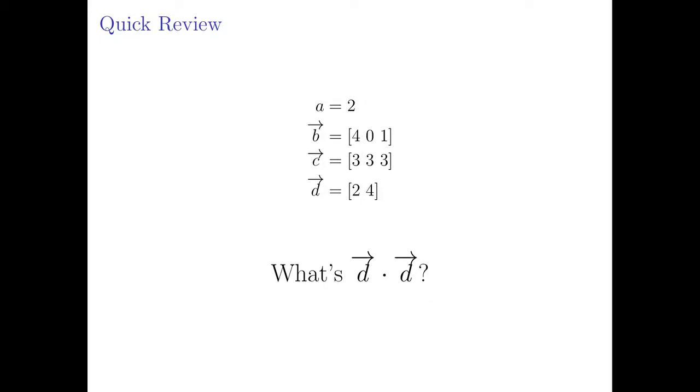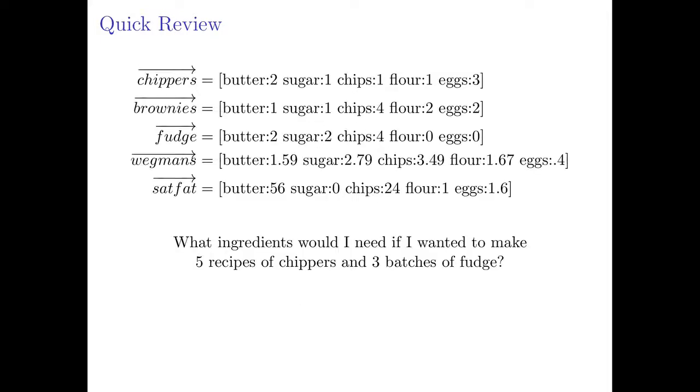What about D times D? Can we do that? Yes, we can, and the answer is 20. You can always multiply a vector times itself because it's always going to have the same length as itself or the same domain as itself. Duh.